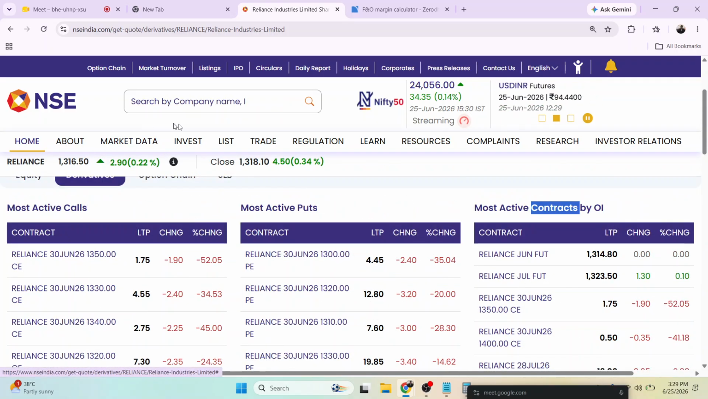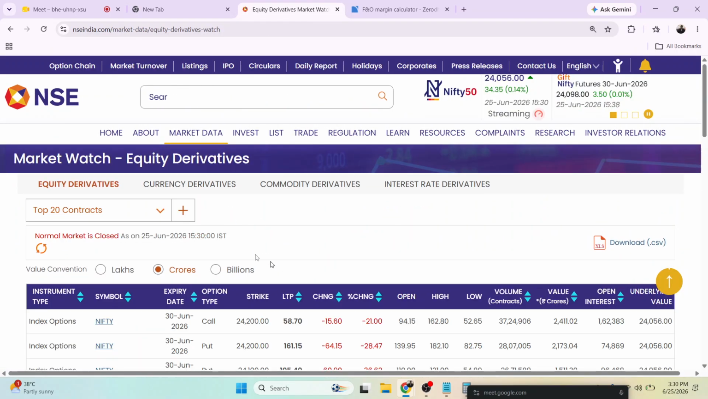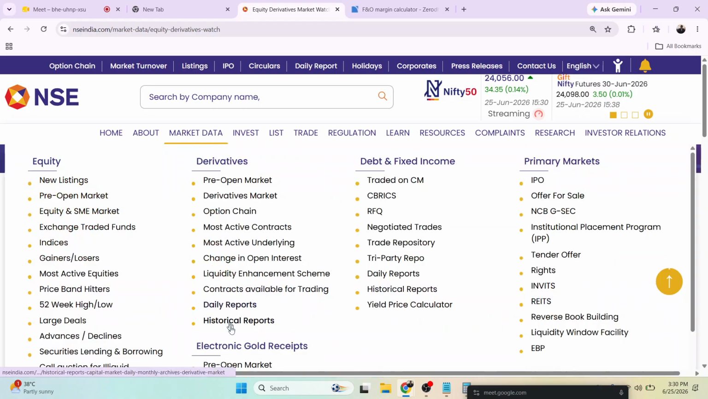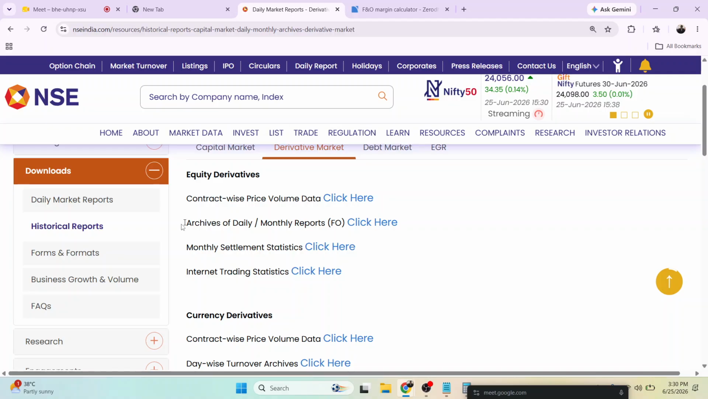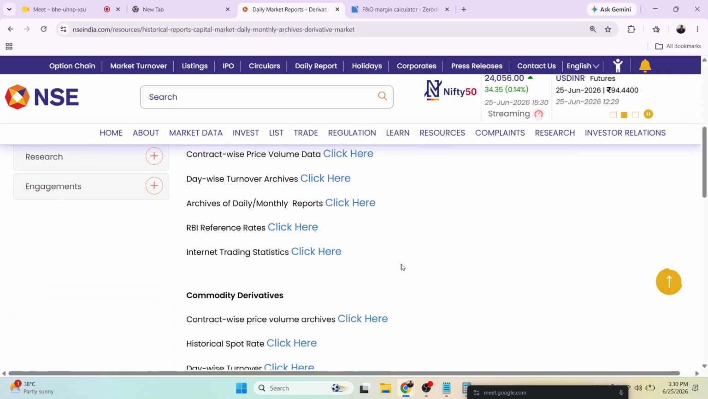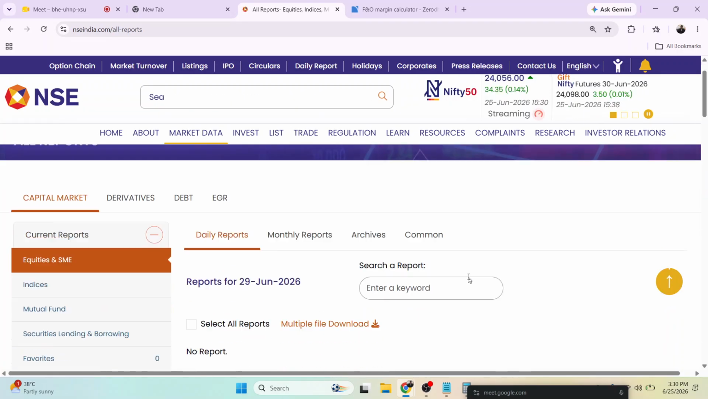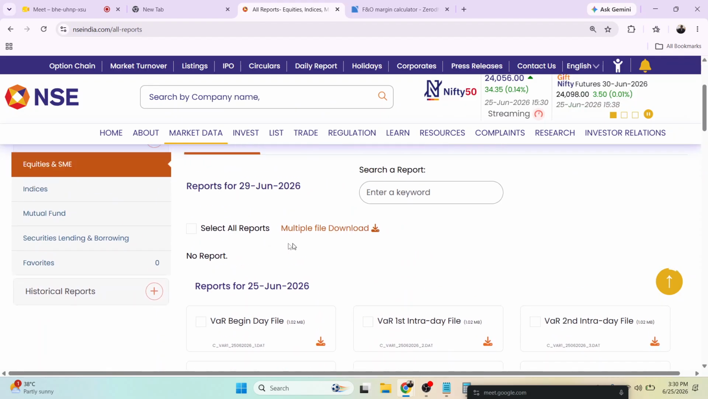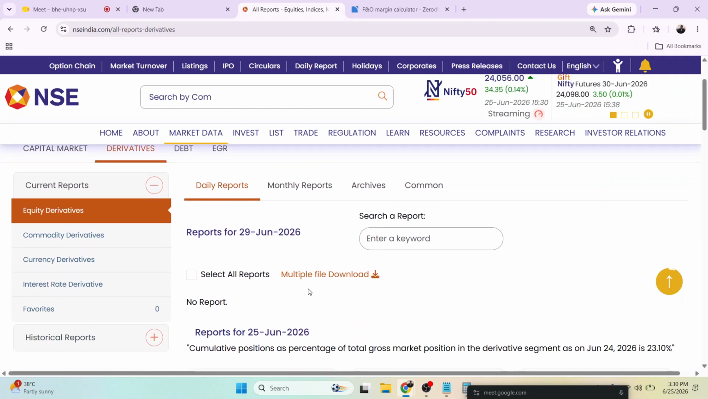Okay. Now here you can see the historical data as well. Change in open interest, you can see this data as well. You can see the most active contracts here as well. You can see the option chain in the option segment only. So this is the derivative. And the historical report as well: contract-wise price volume data, average data, monthly data. Here you can see commodity data as well. And this is the daily report. Here you can find the different kinds of daily reports of any particular equity or derivative. Here is the derivative. Okay.